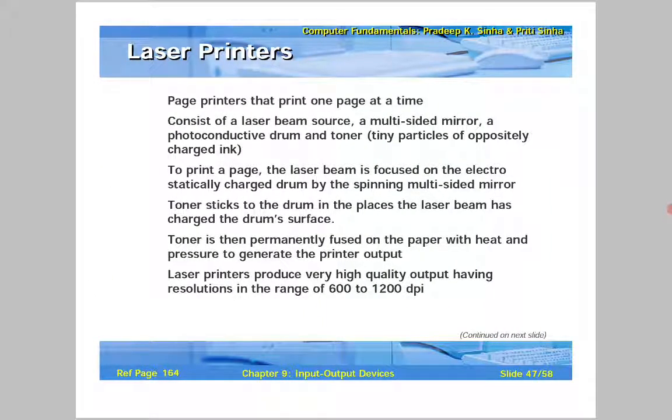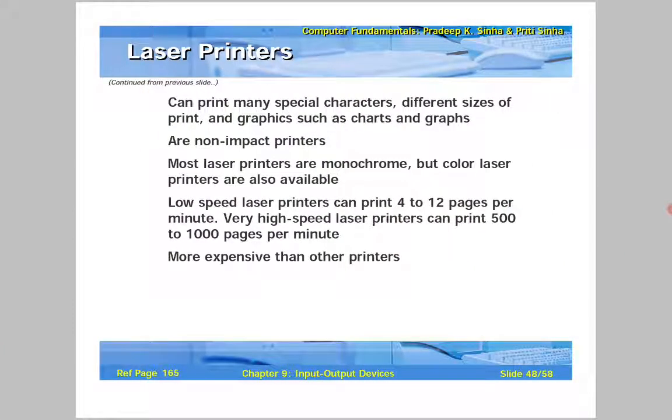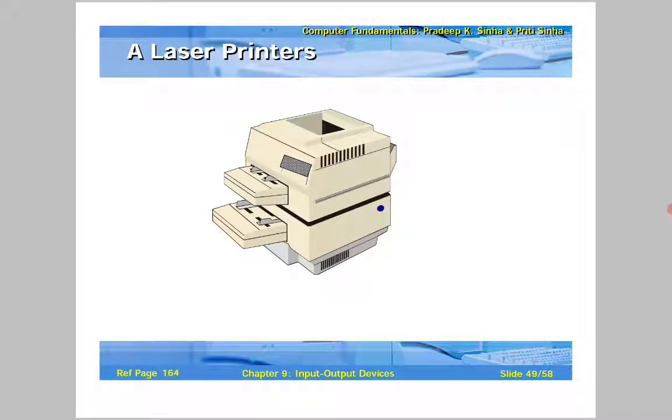Generally these are very high quality printers, 600 to 1200 dpi quality. These printers print one page at a time. These are very speedy printers, costly printers. These are also non-impact printers. Generally low speed ones have 4 to 12 pages per minute, whereas very high speed laser printers can print 500 to 1000 pages per minute. So these are the laser printers. All these laser printers are generally used in offices and for other purposes.